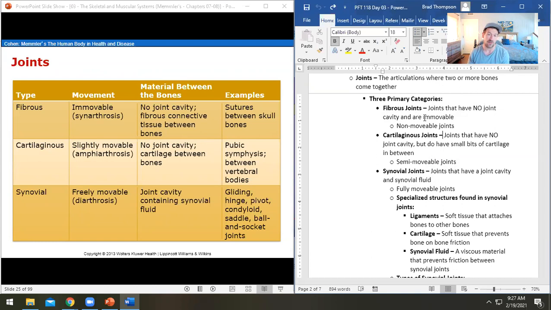A good example of a fibrous joint is the sutures between your skull. We think of our skull as one big circular bone, but it's not. It's actually a bunch of plates all coming together, and they're all kind of threaded together like this. They don't have any joint cavity, because we don't want them to move at all, right? So those are completely non-movable joints.